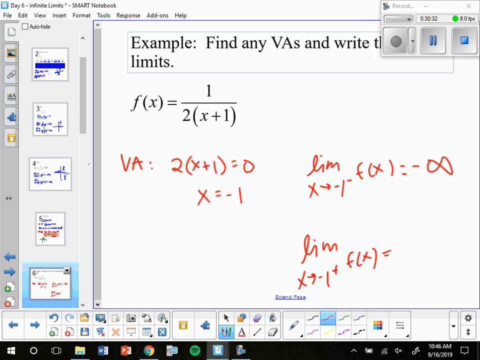Negative 1 from the right. What's a value that's just to the right of negative 1? Negative 0.9. Negative 0.9 plus 1, positive or negative? Positive. So 1 divided by a positive number is positive. And so that's how I prove that that's a vertical asymptote, because as I approach negative 1, I'm going to positive or negative infinity.